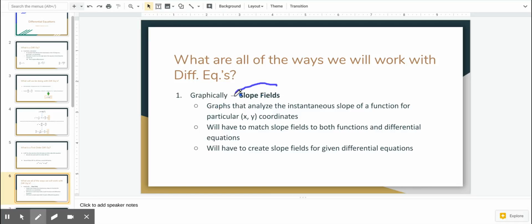So what we're going to be working with is something called a slope field. Why is it called that? Again, we're analyzing the individual slopes at all points on a function.